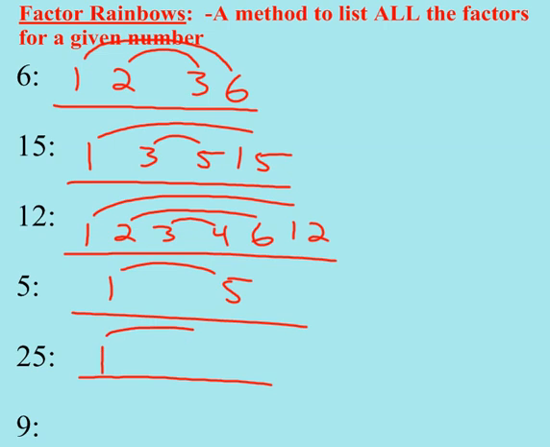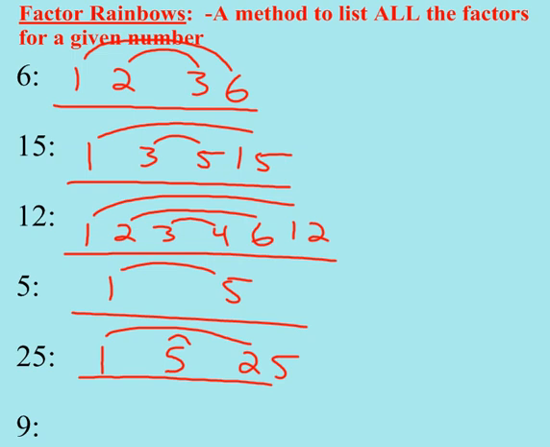Let's try another one here. 1 times 25. Does 2 go into 25? No. Does 3 go into 25? No. Does 4 go into 25? No. Does 5 go into 25? Yeah, 5 times. So I'm going to put a little rainbow just to itself. How many factors are there for 25? I've already reached the other side of the rainbow. So I have 1, 5, and 25. 3 factors.